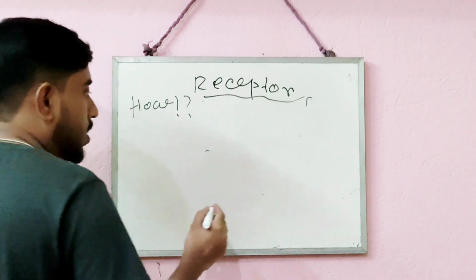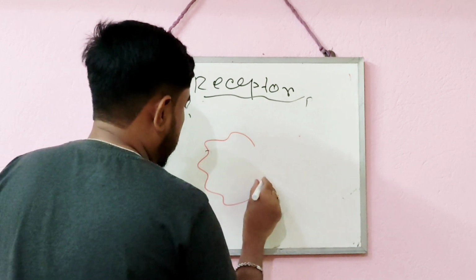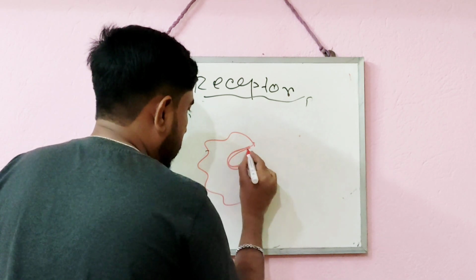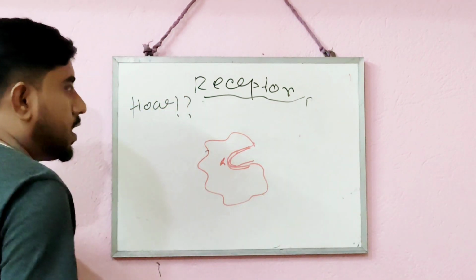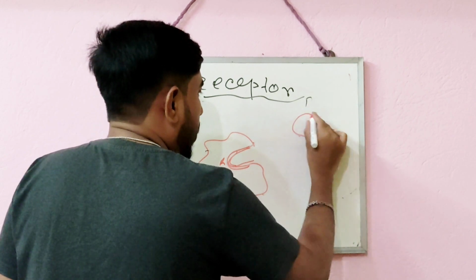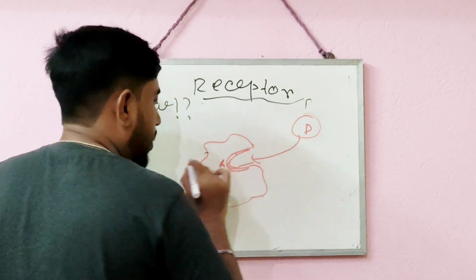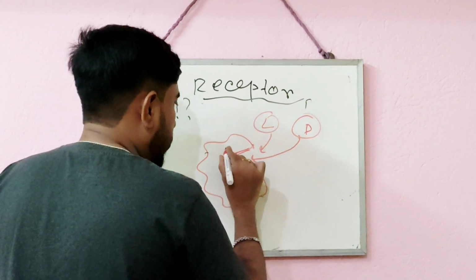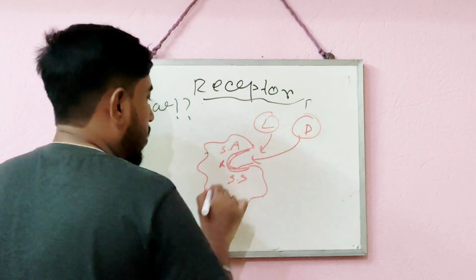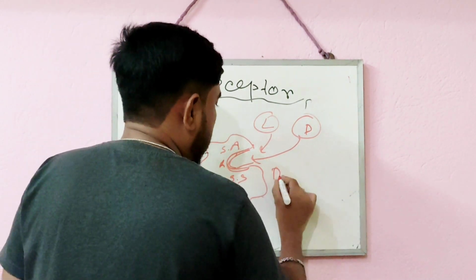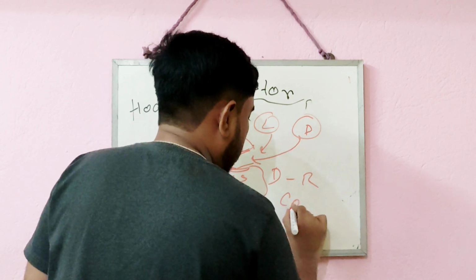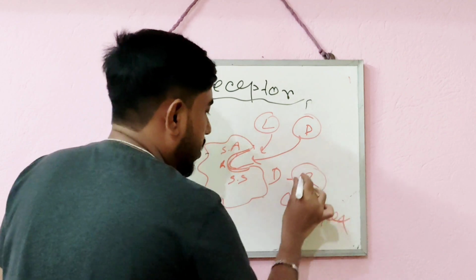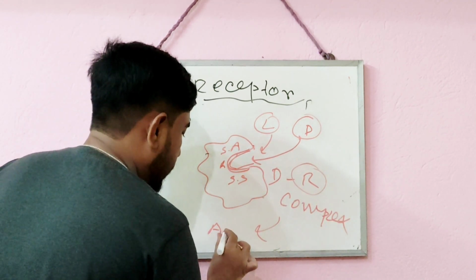Just think it is a cell. If the receptor is present outside that cell, then the drug or the ligand can easily come and bind to the specific site, the specific action site of the receptor, and form a drug receptor complex. That drug receptor complex will reach a specific site depending upon the specific receptor and show its action.